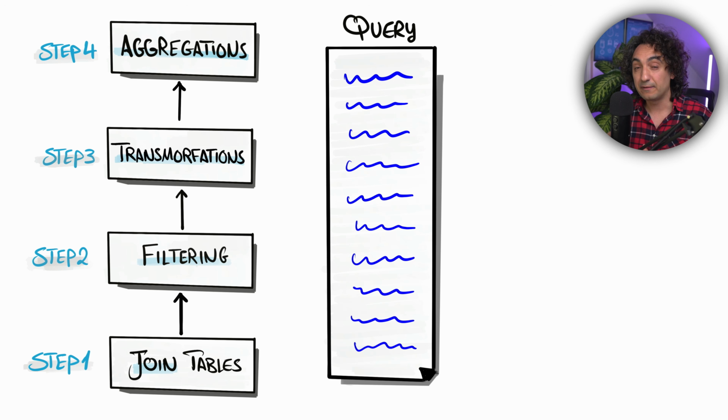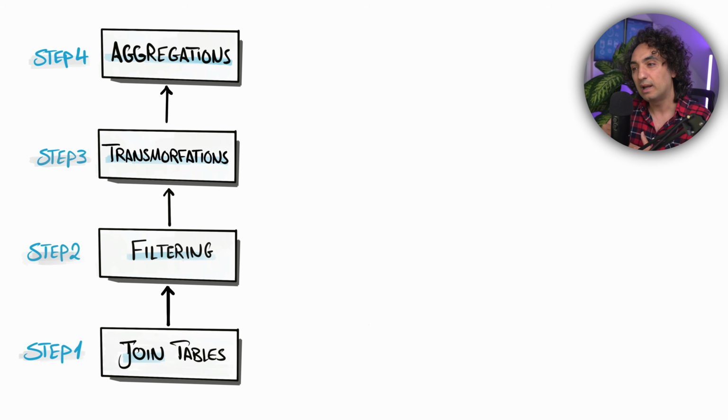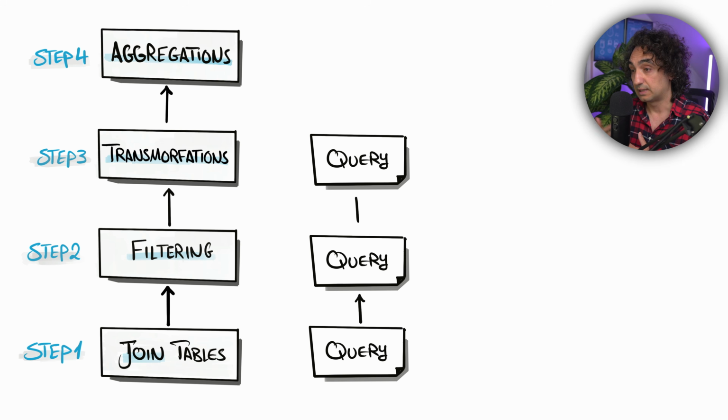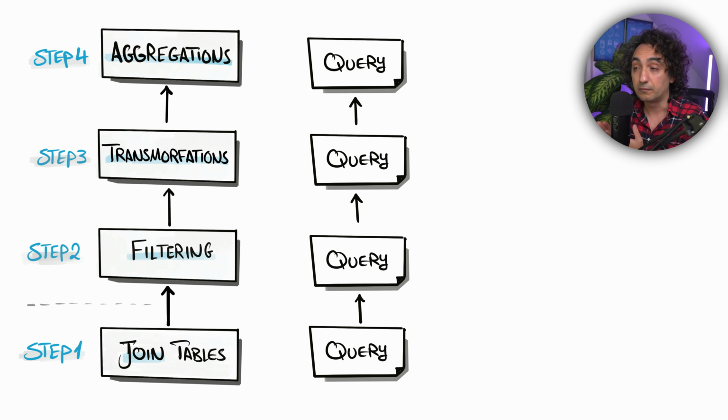You're going to end up having a long, complex SQL query, and it's going to be really hard to write and also to understand and read. What we can do instead is divide our task based on those steps. We're going to write one query section for each step. For example, for joining tables we're going to have one query, for filtering another one, for transformation another one, and for the aggregation we're going to have the last query.